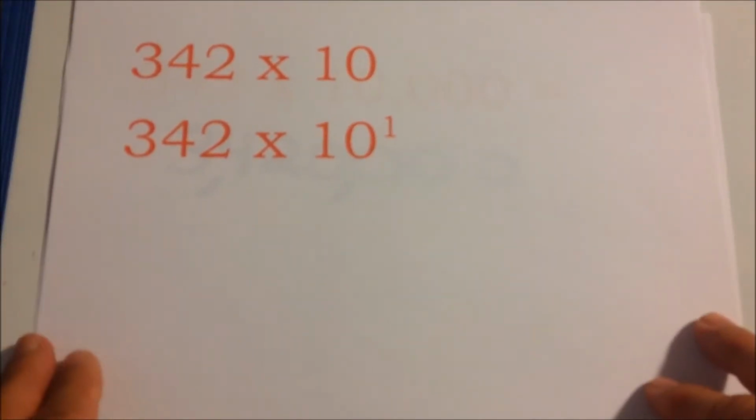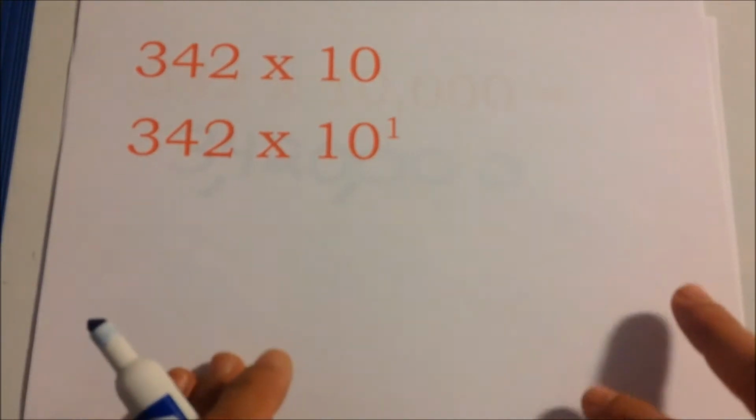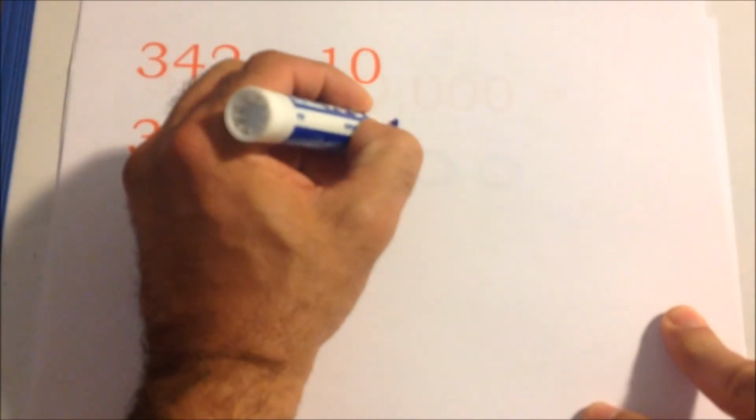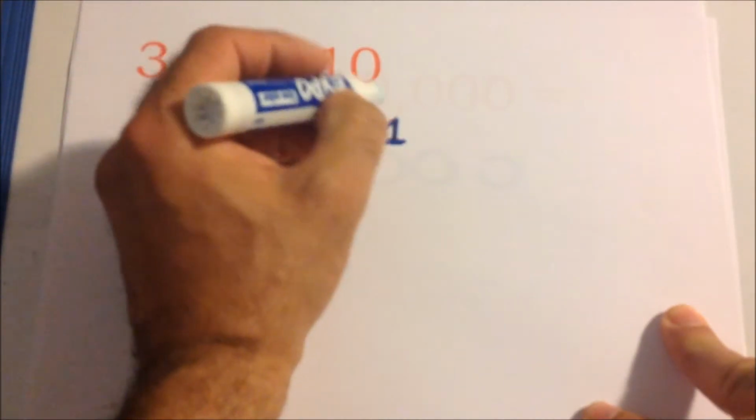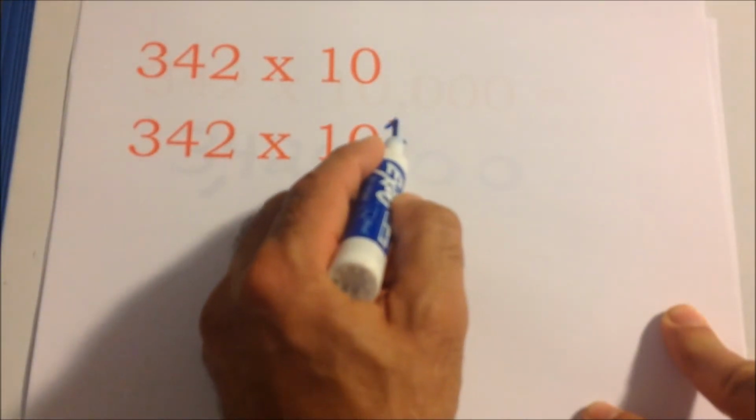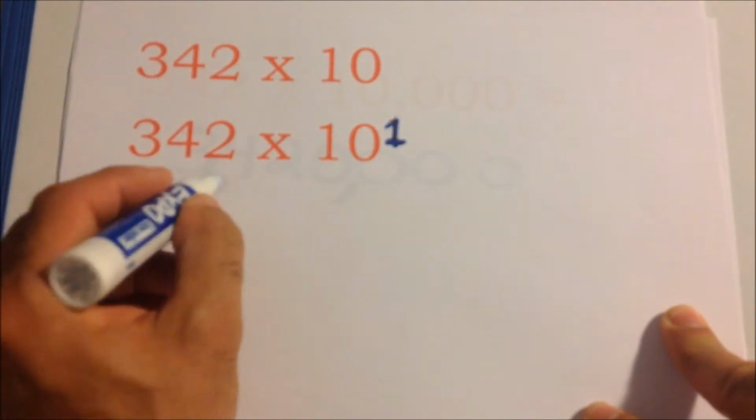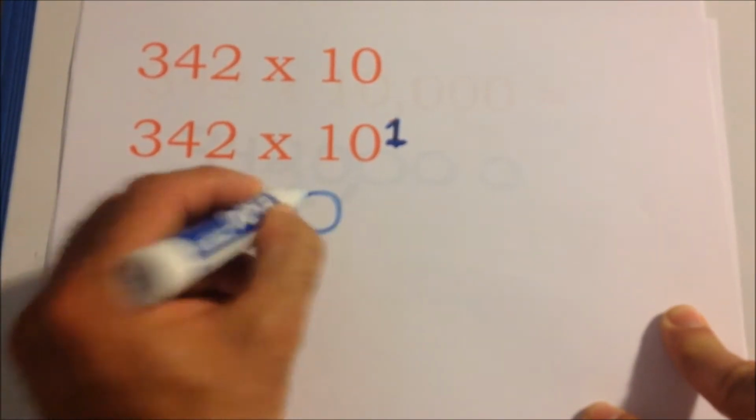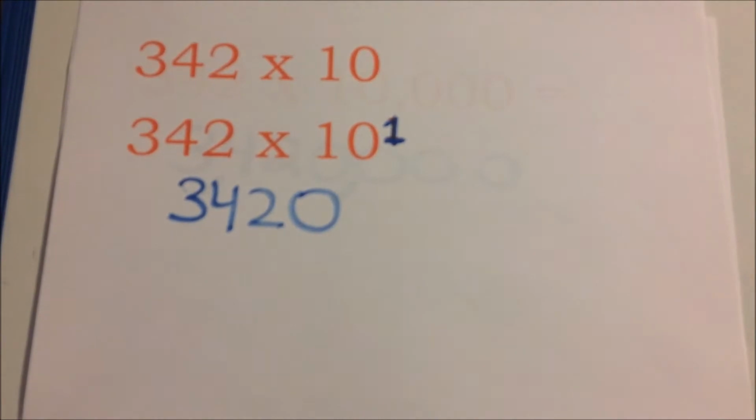Now we can also do this with exponents. So here's 342 times 10. And when we use 10, remember there's always a 1 that's invisible. Sometimes you can use a 1 or sometimes it's just 10. So it's saying that you should have 1 zero. So it will be 3, 4, 2, and a 0. That's what it's saying.